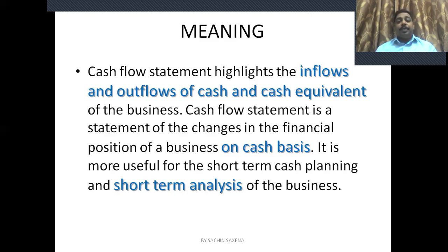Cash flow statement is a statement of changes in financial position of the business on cash basis. It also depicts a short-term position of the business. What is the change in the cash? Whatever the total receipts we got, whatever cash we received and whatever cash we paid, through that inflow and outflow, whatever net cash increase or decrease we got, that is shown by the cash flow statement. So we come to know about the financial position.